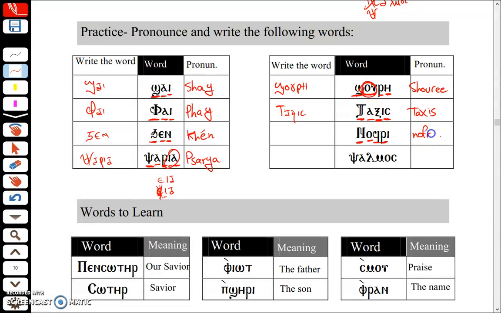Okay, now we have an N, O, then Phei, so that's an F, and then Rho, which is an R, and then Iota, which is Nofri. Nofri means good or happy. You say Nofri Shai, so Nofri Shai is good feast or happy feast.